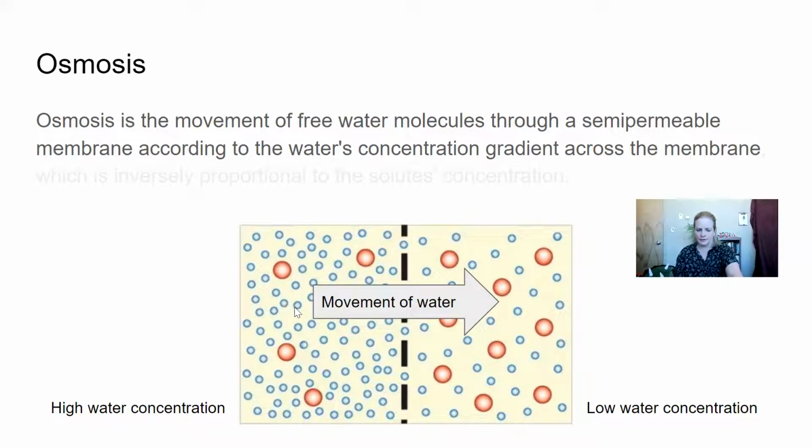So I think these little blue dots are supposed to indicate water. And so we see that on this side of the plasma membrane, the semi-permeable membrane indicated by this dashed line, there's a high concentration on this side. And so the water molecules are going to move from a high concentration out into a low concentration. And so that's what that is showing, that the movement of water is going from high to low.